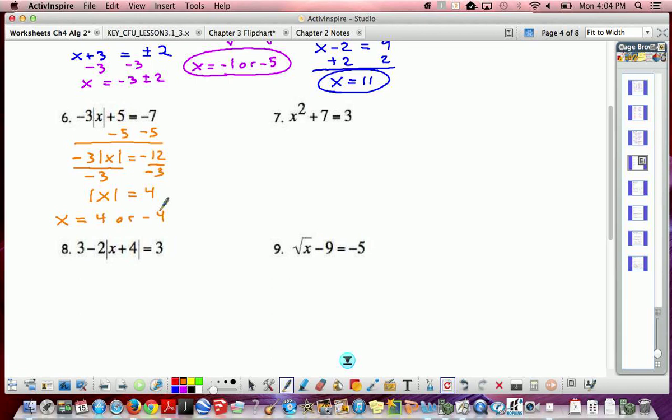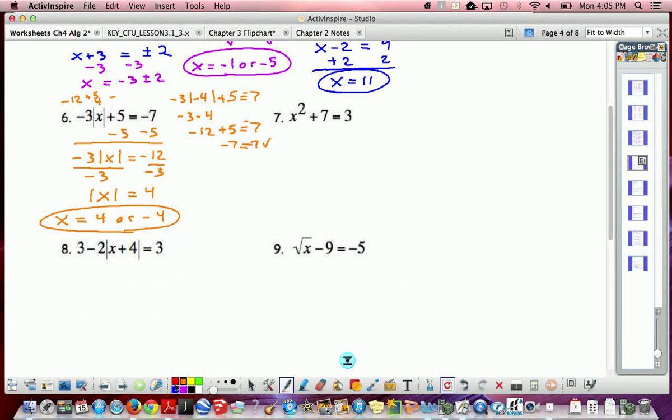If I check both of these, if I plug in 4 here, the absolute value of 4 is 4. 4 times −3 is −12. −12 plus 5 does equal −7. If I check −4, the absolute value of −4 is 4. It's 4 units away. So that becomes −12 plus 5. Does that equal −7? Sure it does. Checks. So both answers work.